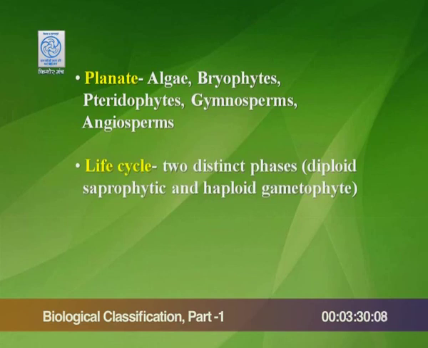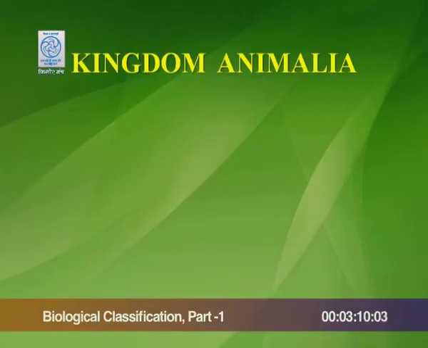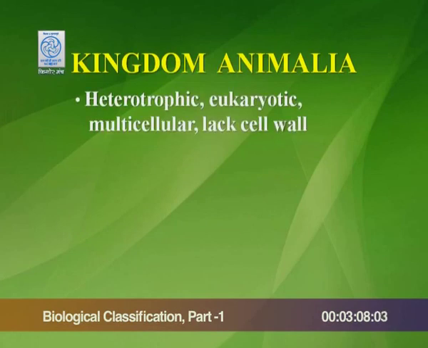Life cycle has two distinct phases: diploid sporophytic and haploid gametophytic. The diploid sporophytic and haploid gametophytic phases alternate with each other, and so this pattern of life cycle is known as alternation of generation. Kingdom Animalia: they are heterotrophic, eukaryotic, multicellular organisms.